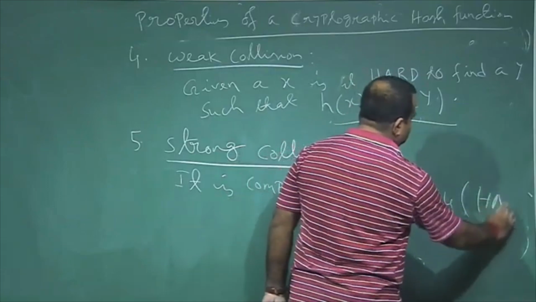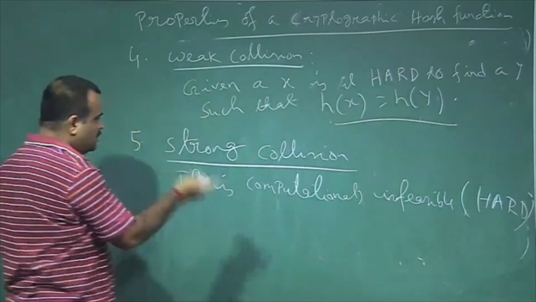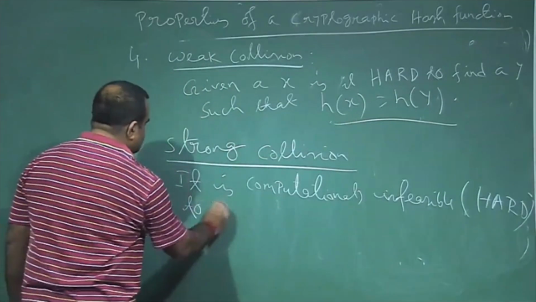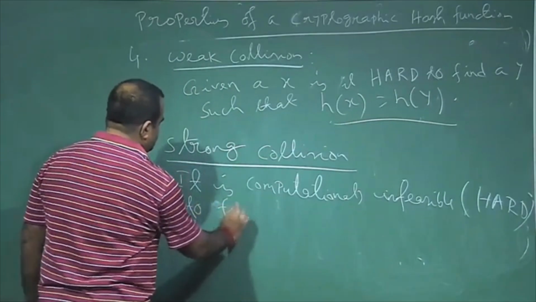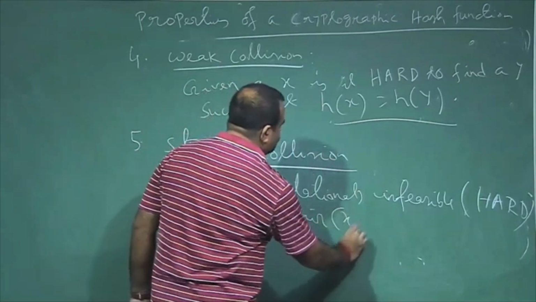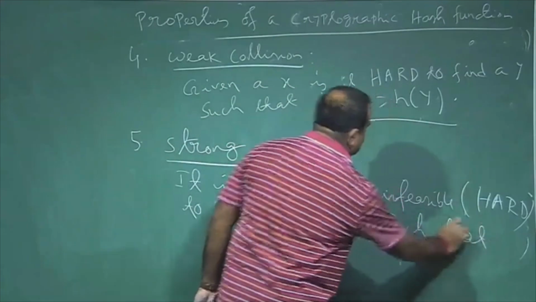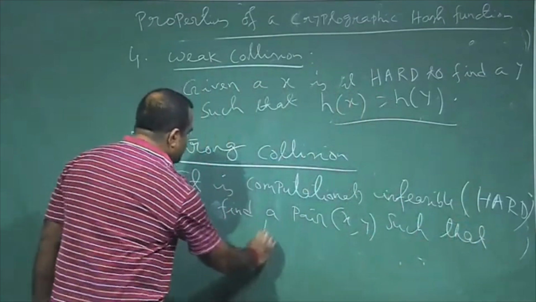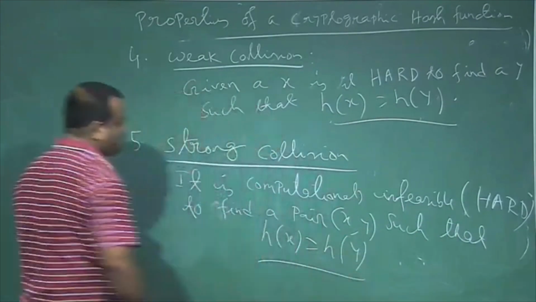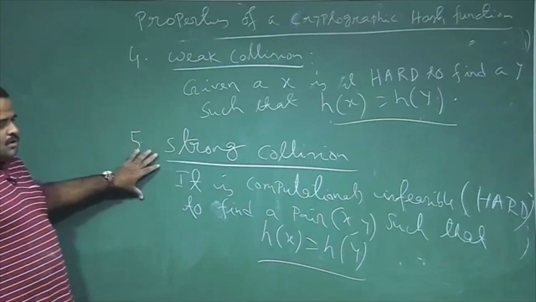That is the hardness. So, that means there is no polynomial time algorithm to handle this. It is computationally hard to find a pair of keys x, y such that h of x equals h of y. Okay. So, this is the strong collision property.